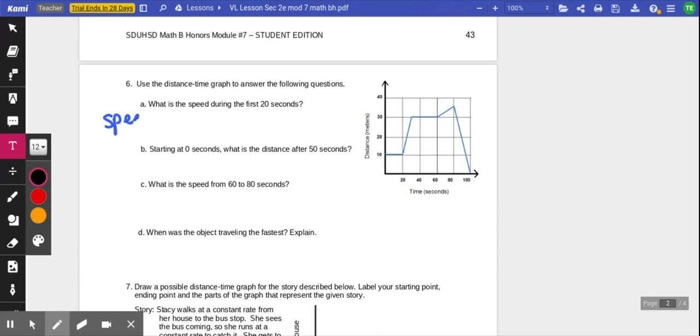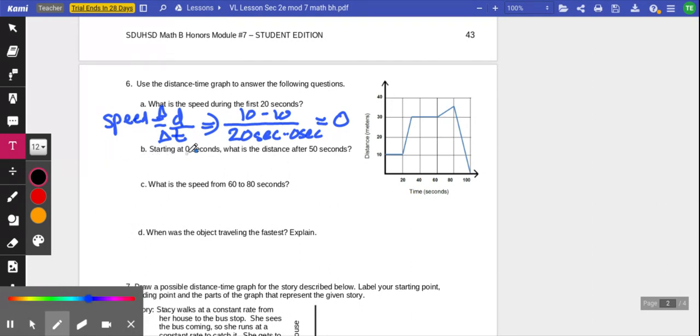Speed is equal to distance over time. So in the first 20 seconds, my time is 20 seconds, I haven't moved anything. The change in distance is nothing. So this is the change in time and this is the change in distance. Here I went from 0 seconds to 20 seconds. And here I stayed at 10. 10 minus 10. So in the first 20 seconds, the person did not move.